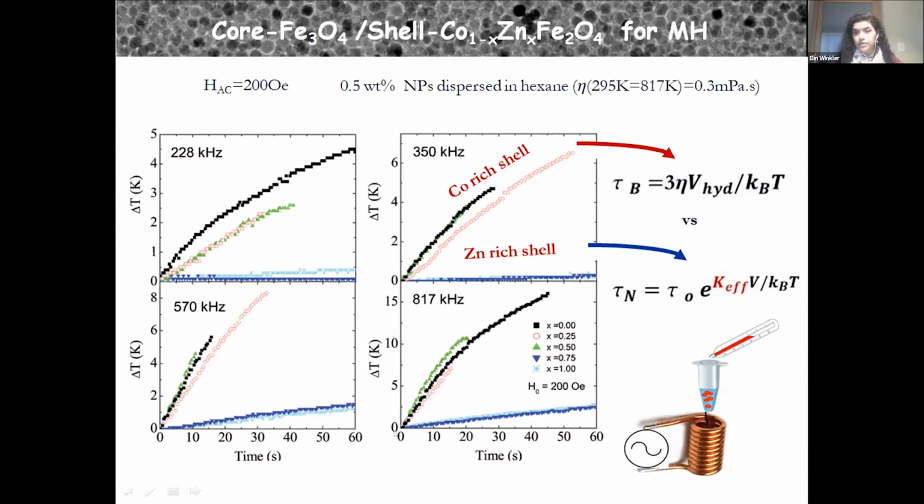Yes, we start from room temperature in these cases. And for all the frequencies, we observe similar behavior. So we are going to focus only on one. We measured 5 samples, and we observe 2 different behaviors. When the shell of the sample has a lot of zinc, a zinc-rich shell, which remember is the sample with very low anisotropy, the system does not produce any or very low hyperthermia. However, the sample that has a lot of cobalt in the shell, remember, is the sample with very large anisotropy, we observe that the system induces hyperthermia.